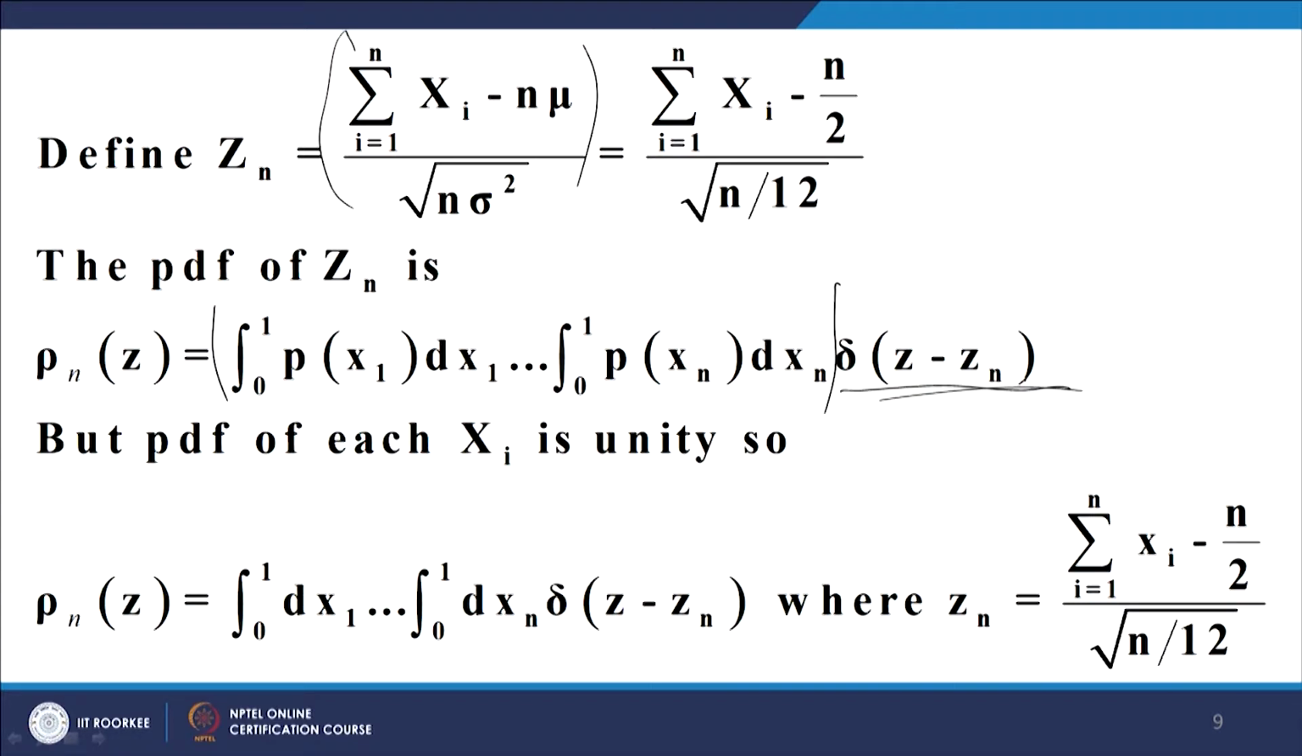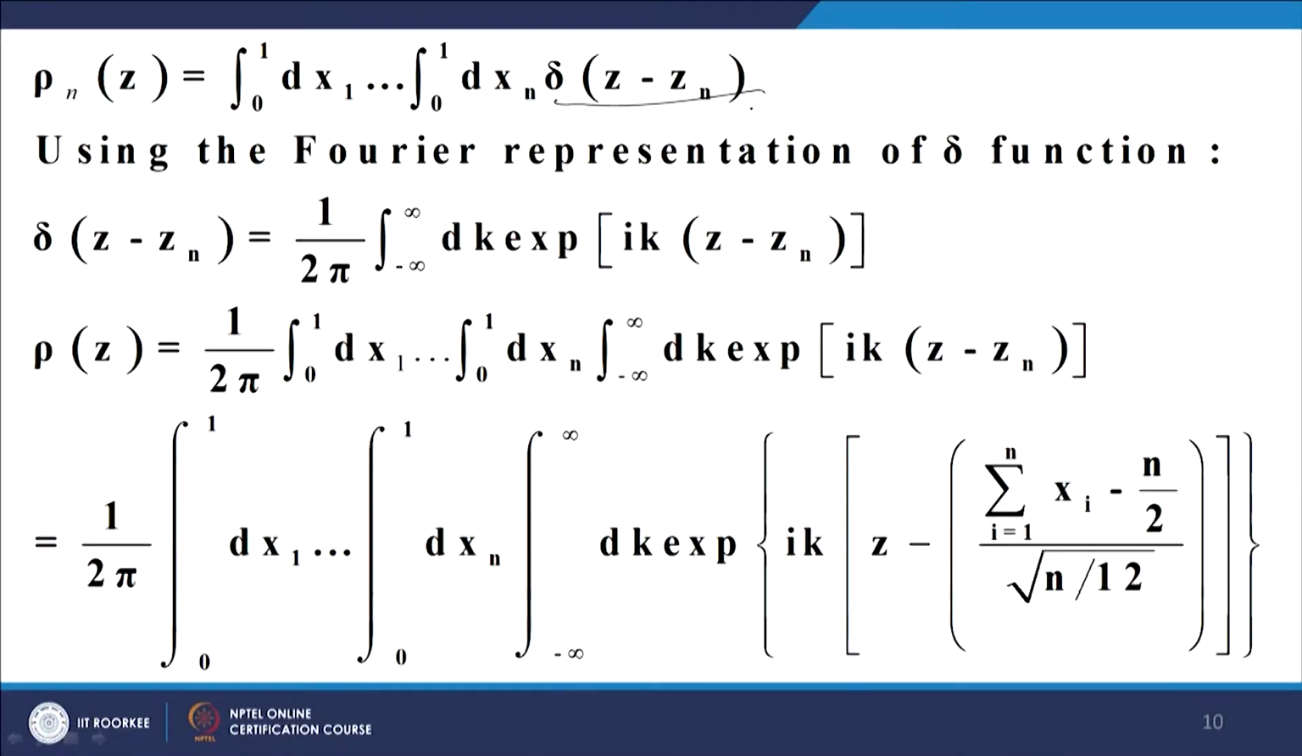Now, the PDF of each of these x_i is 1, we have already discussed that it is unity. So, we can throw away this p(x_1), p(x_2), and we have this expression as the PDF of z. Now, this delta(z minus z_n) can be written in the Fourier representation of the delta function as 1 upon 2 pi integral dk exponential i k (z minus z_n). So, substituting this value here, the integral becomes this expression.